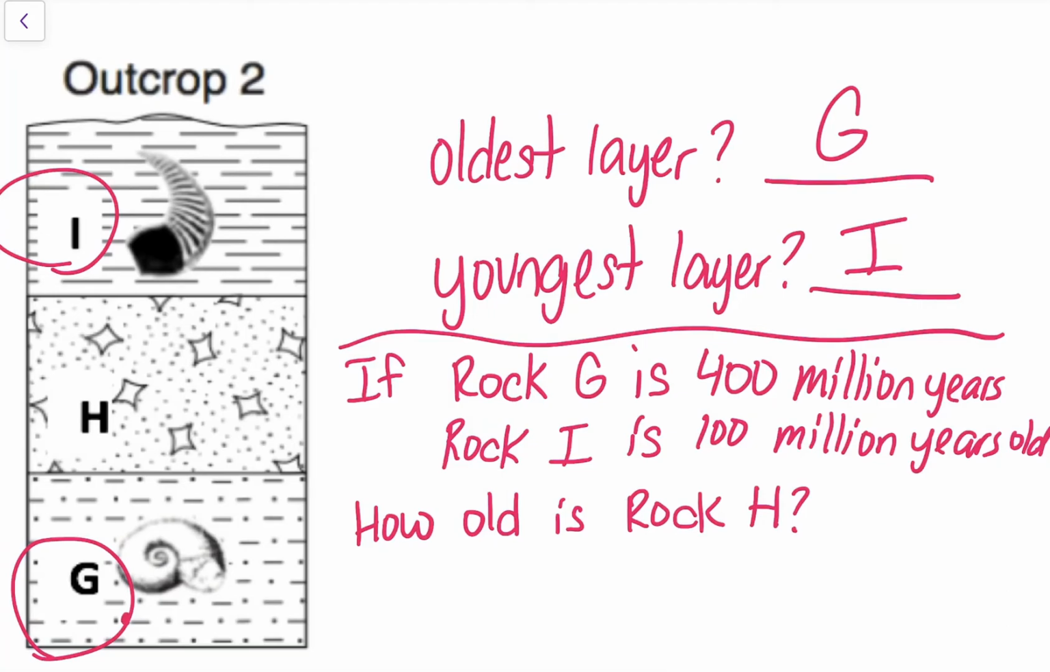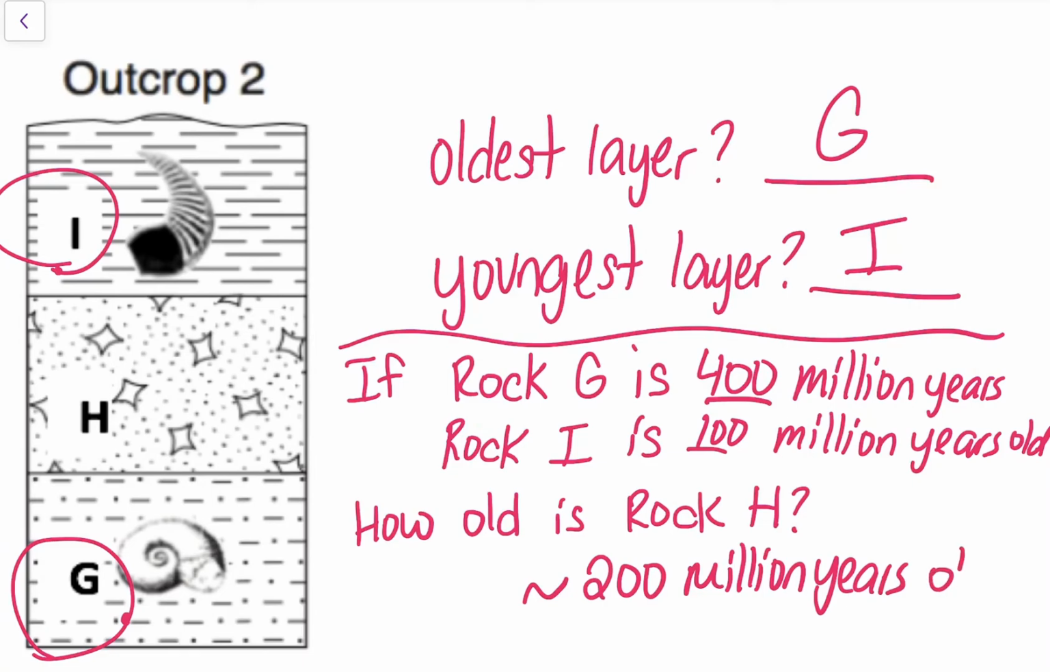Well, if rock layer G is 400 million years old, rock layer I is 100 million years old, rock layer H must be somewhere in between. So in this case, it could be anywhere between 100 and 400 million years. I will pick a number in between these two numbers. So I might say rock layer H is about, let's say, 200 million years old.